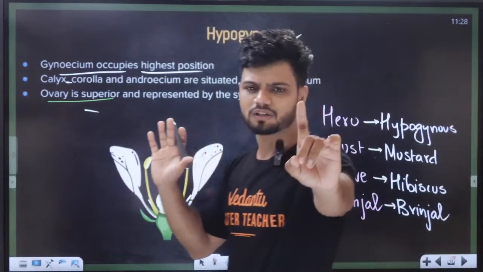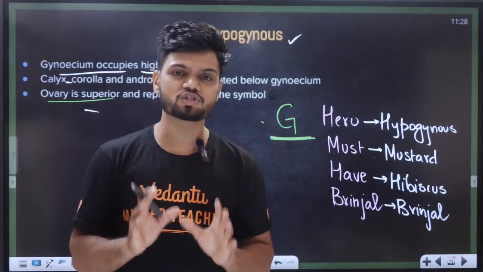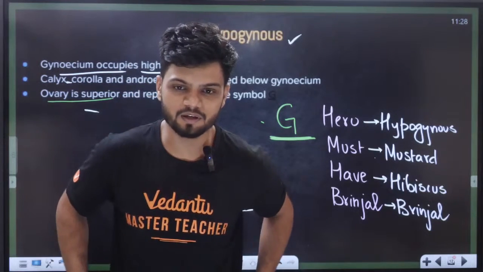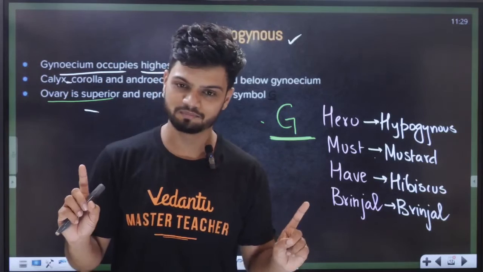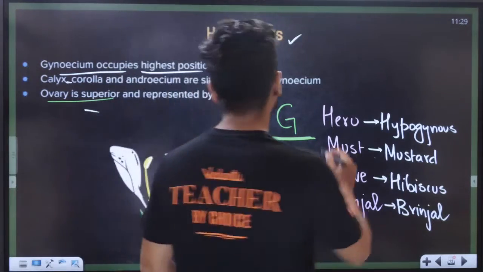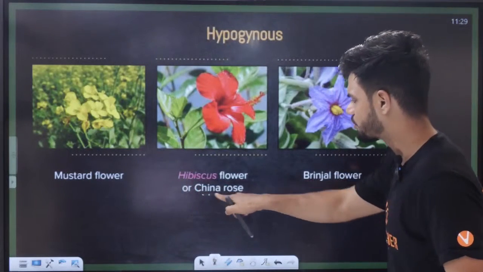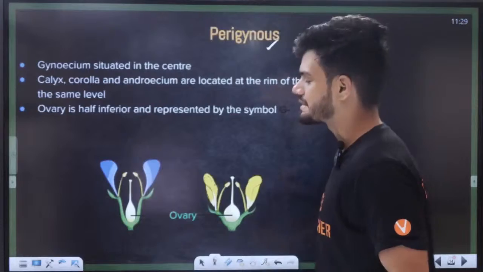Tell me, is it easy or not? So in this chapter, the main thing is going to be remembering the examples. That is all I want from all of you. Done. Now, students, that is called the hypogynous condition: mustard, hibiscus or China rose, and brinjal. Okay. Next is called the perigynous condition.